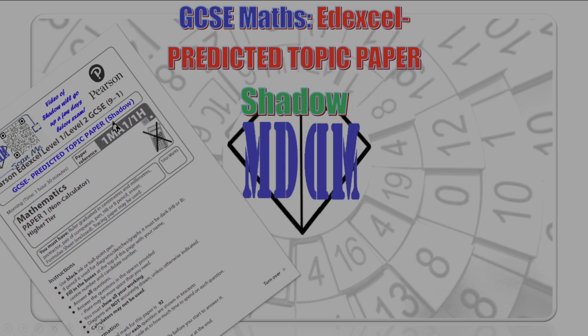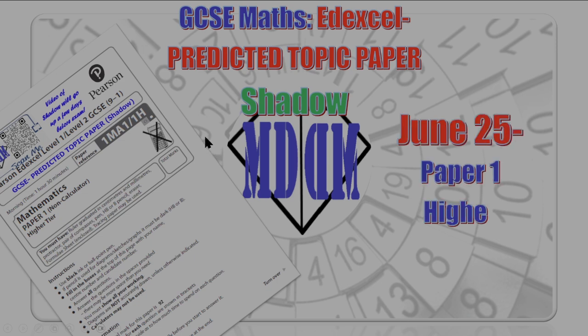There's a copy of the paper. It's the one that says shadow, or the problem pair version. This will be relevant for the problem pair or the shadow, depending on how much support you want with the solutions. Again, like I said, this is for the June 25, and this is a paper one higher, so this is a higher tier. There are the foundation tiers as well. They're on a separate playlist and a separate Google Drive. Feel free to do whichever ones are most appropriate to you.